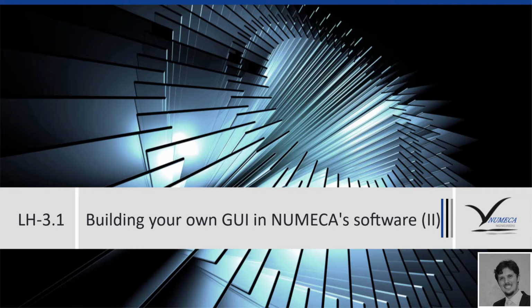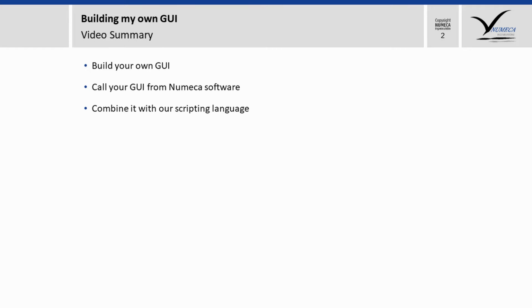That Lifehack is the extension of the previous one, where we showed you the possibility to combine a graphic user interface with our scripting language. Now it is time to learn how to do that. My name is Rodrigo Correa from Numeca, Germany, and I will lead you to the fundamental understanding of a Python library called Tkinter. At the end of that Lifehack, you will be able to build your own graphical user interface, call that GUI from our Numeca application, and combine it with our scripting language.